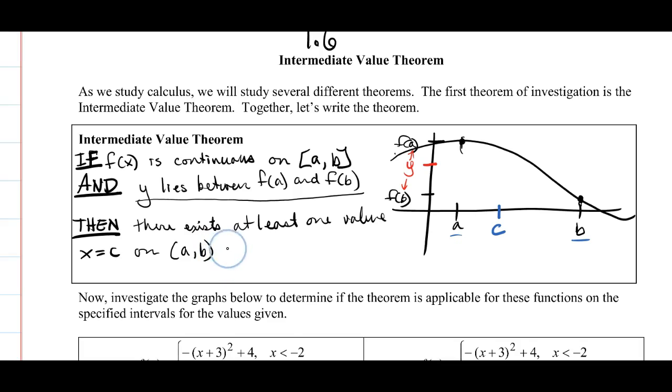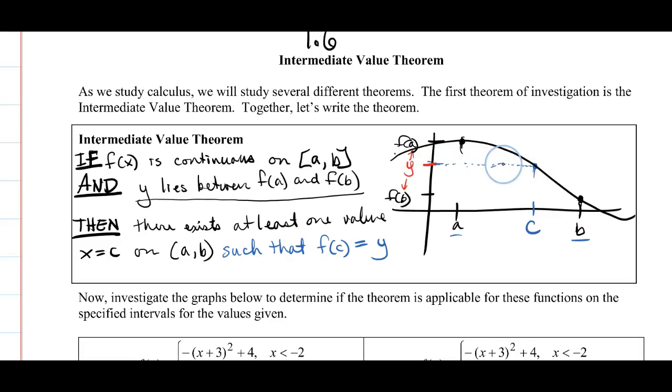There's some c such that the value of the function at that x value c is equal to that y. So somewhere a c exists that gives me that y value. So essentially I can draw out from that y, and here is what that c value is. That x coordinate of c, whatever that number is, 8, 12, negative 3, exists for that y.